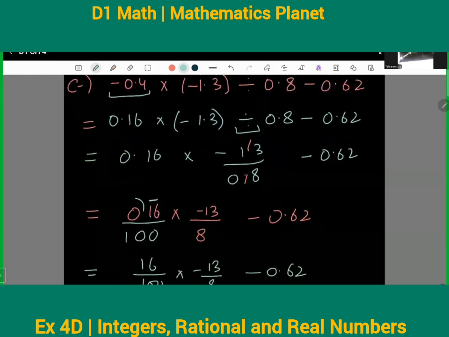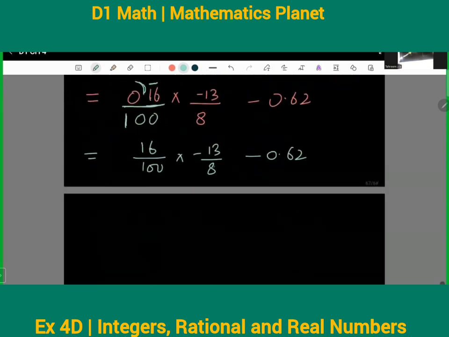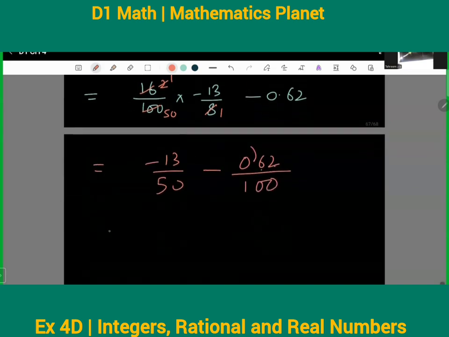This is what we have done because there is nothing in the denominator, so we can put a 1 as the denominator and remove the decimal. In place of the decimal, I get 1 and 2 digits, so I get 2 zeros. In this way, I can remove the decimal. Now 8 times 1 is 8, 8 times 2 is 16, 2 times 1 is 2, 2 times 50 is 100. So I will get minus 13 by 50 minus 0.62. Now I will remove the decimal, I get 1 and 2 digits, so 2 zeros.